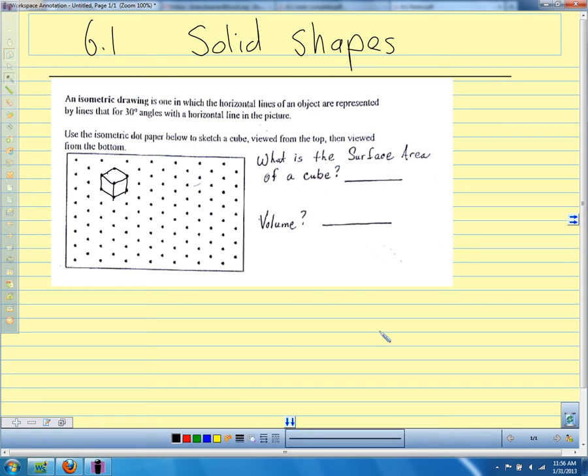So there's my cube. We're looking down on the top of this cube. If I wanted to look up at the cube, I could do the same thing. I'm going to connect 4 dots to make a square, and then I'm just going to go up from there. So now I'm looking up at that cube. This lets us see 3 sides of our cube at once.